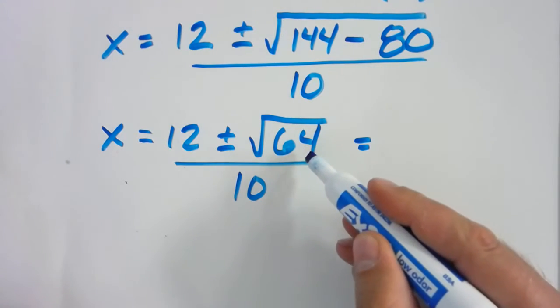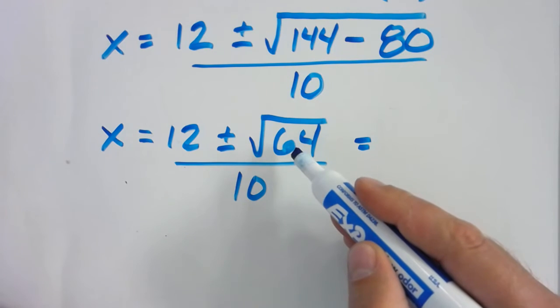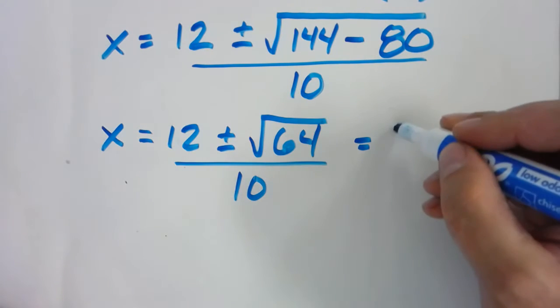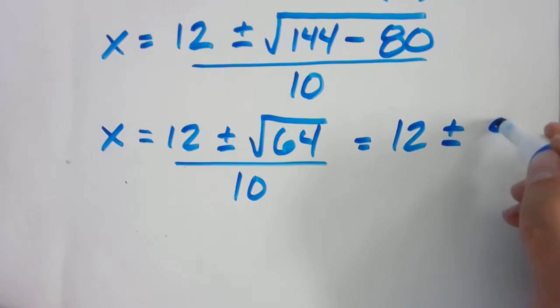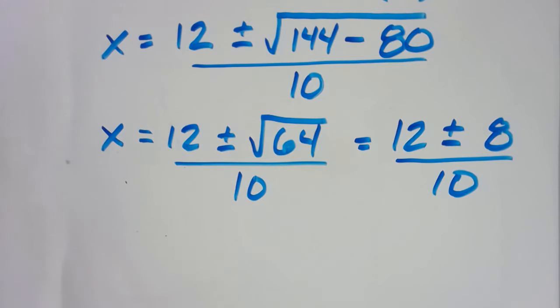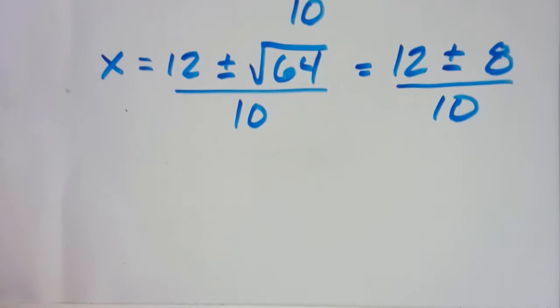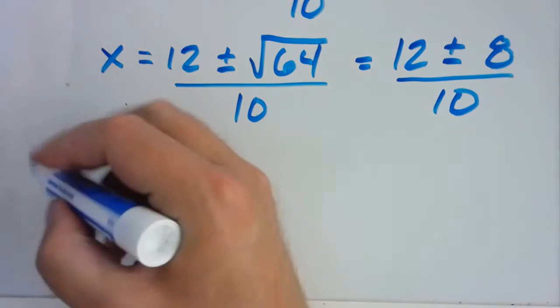The square root of 64, on your final exam, this will end up being a nice friendly whole number, so rest assured you'll end up with something like that. But we're going to end up with this result. 12 plus or minus the square root of 64, which is 8, all over 10. All right, well, now at this point, technically I can split this up into two possible solutions. So I'm going to break this up into the two different possibilities.